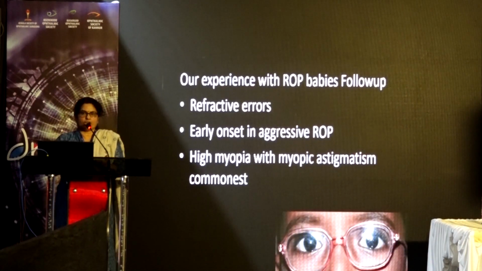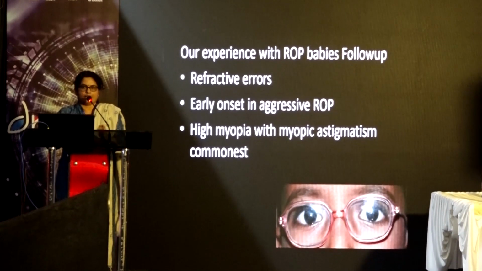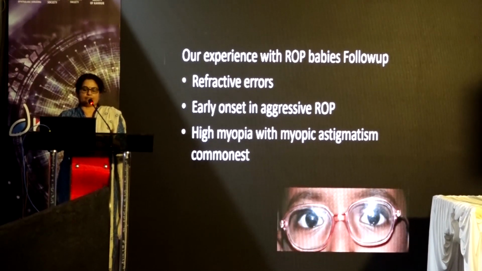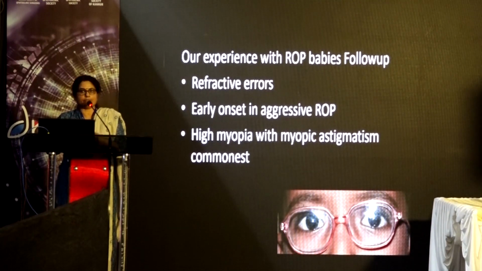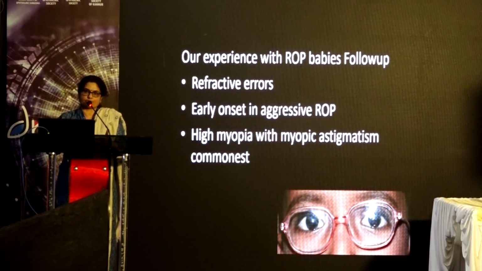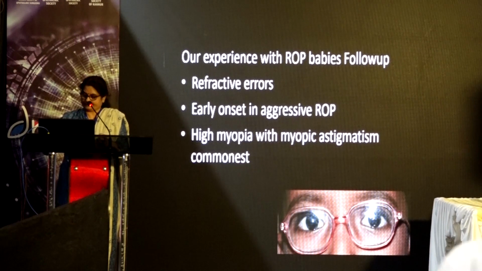Now, I'll talk a bit about our experience with ROP babies' follow-up and what we have seen in the past more than 10 years. What we usually see are refractive errors, and these have an early onset in aggressive ROPs. Nowadays we call them back early, and we are not doing much screening, it's mainly referred patients. We have seen that most of these patients come back, and we counsel them so much before leaving them after the injections or laser to come back. The commonest refractive error, as all of us know, is high myopia with an association of myopic astigmatism. That is what we commonly see.